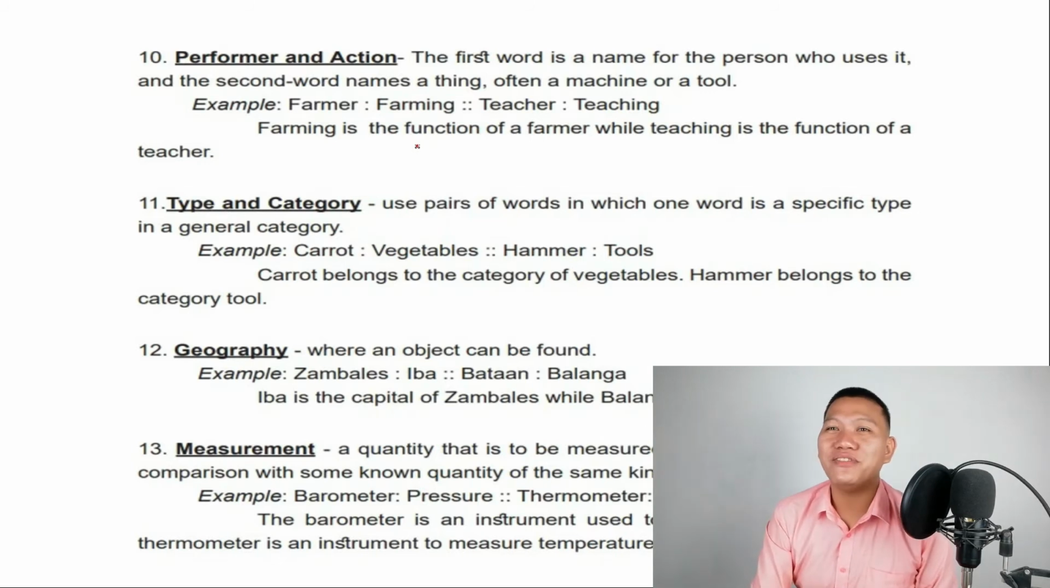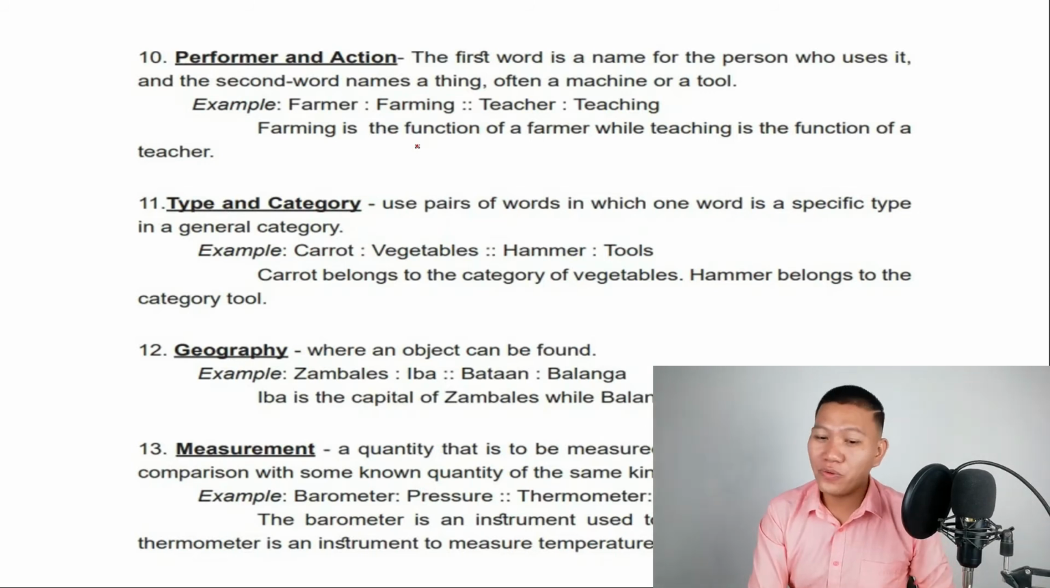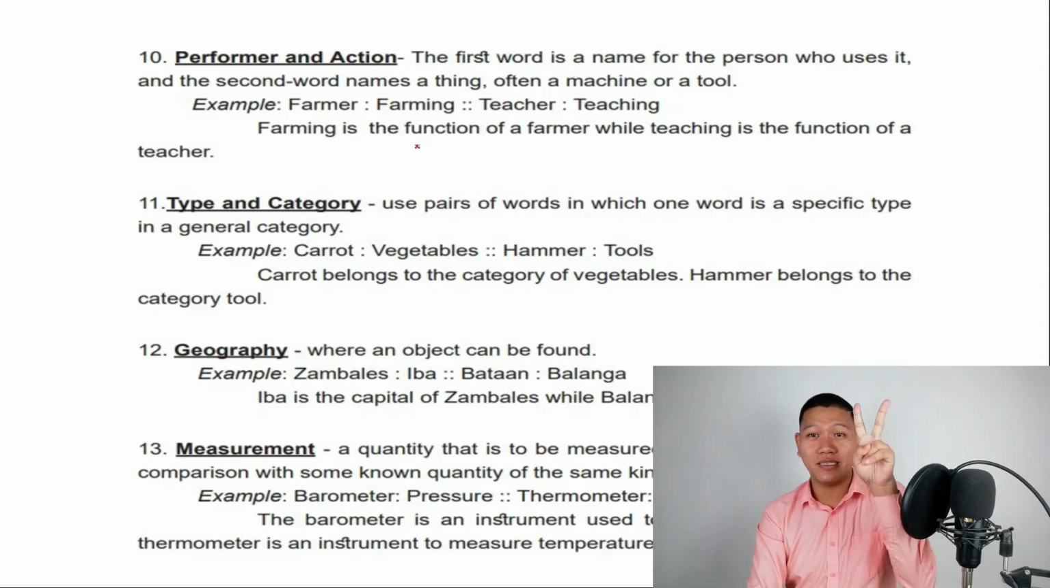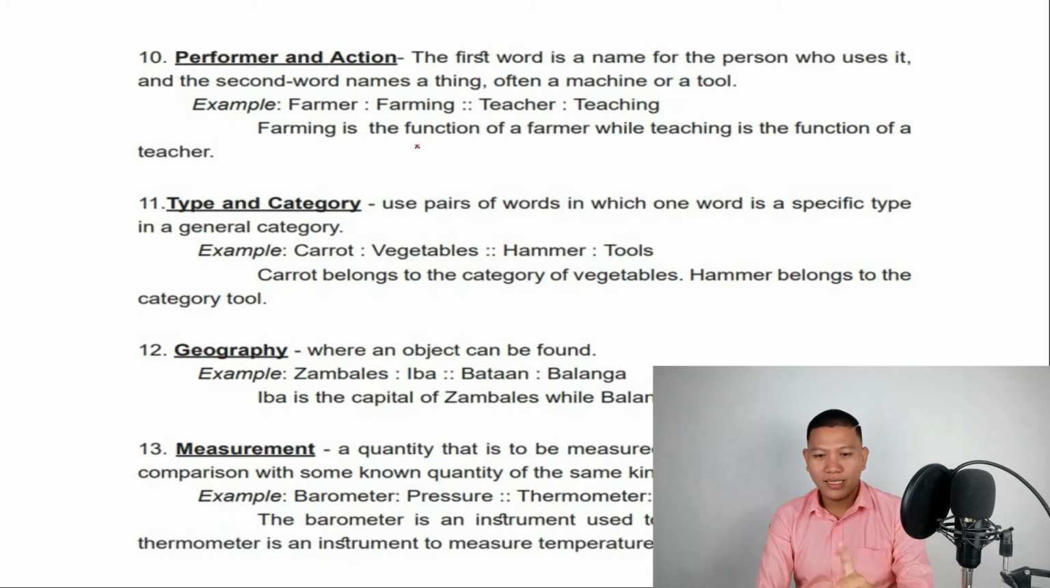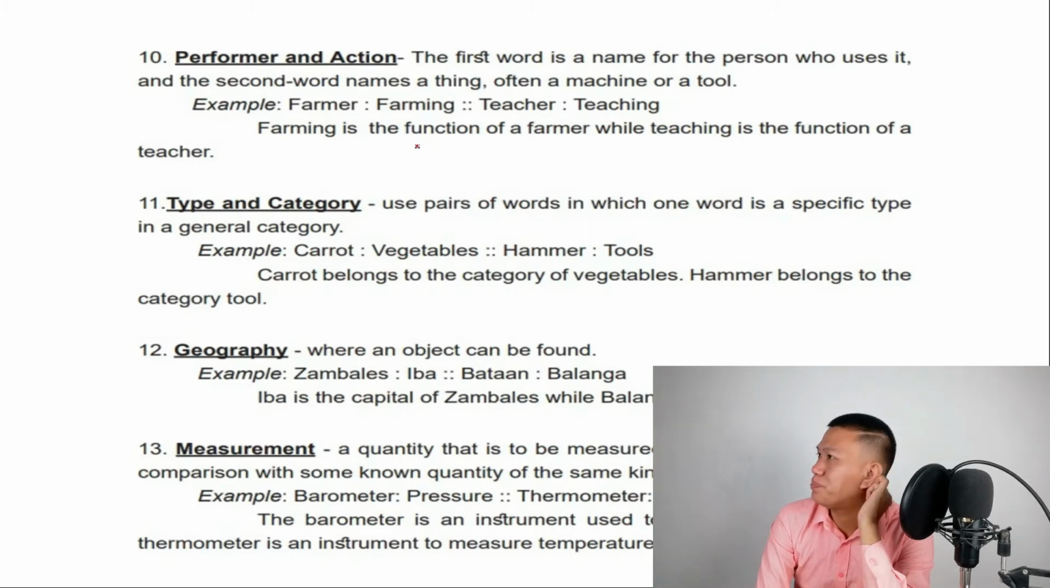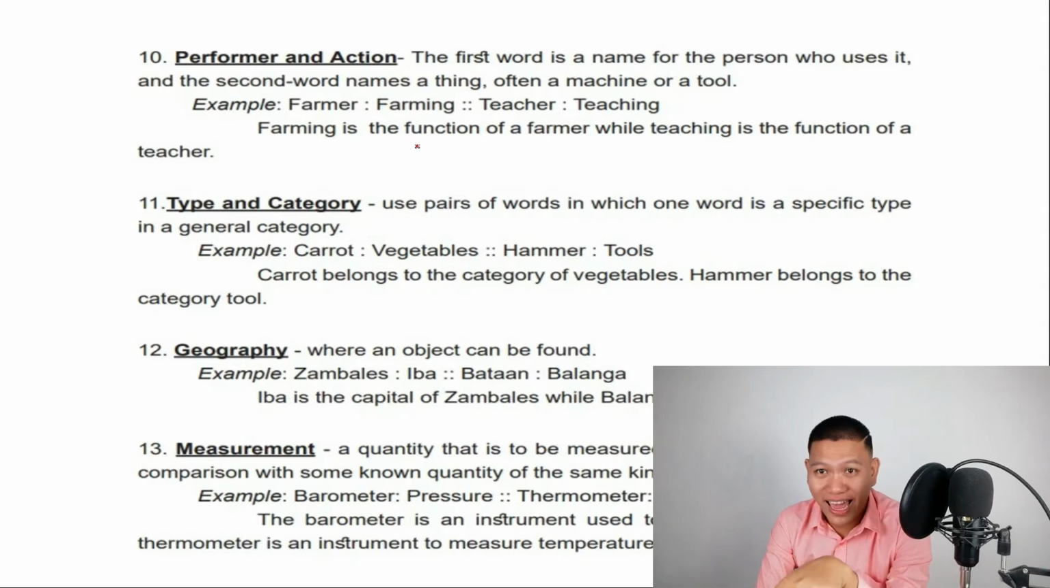Almost done. Number 12, geography. So when we say geography, where an object can be found. So there are two words. There's a place, and then where is that place found? Example, Zambales is to Iba, Bataan is to Balanga. Let me give you a simplified example. Sapang Maragul is to Karage. Balanti is to, in the same way, Balanti is to Centro.